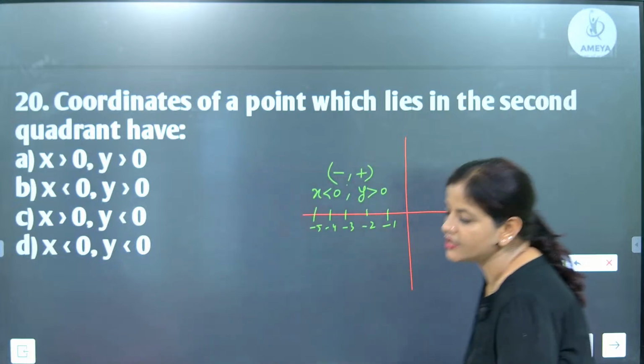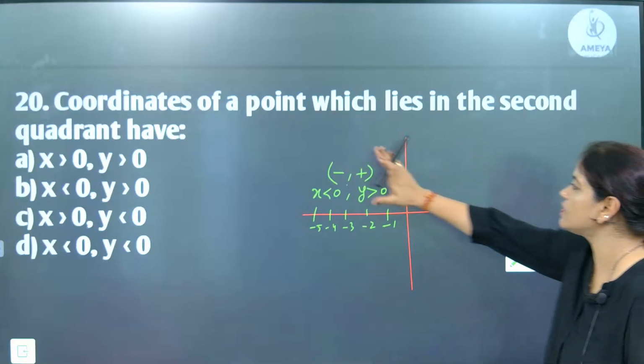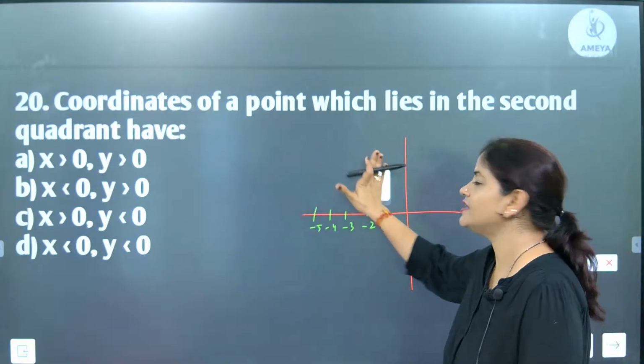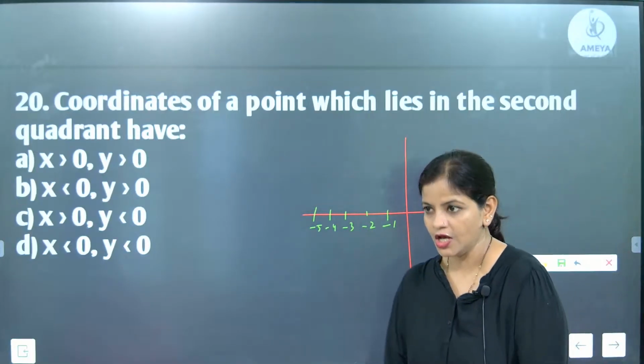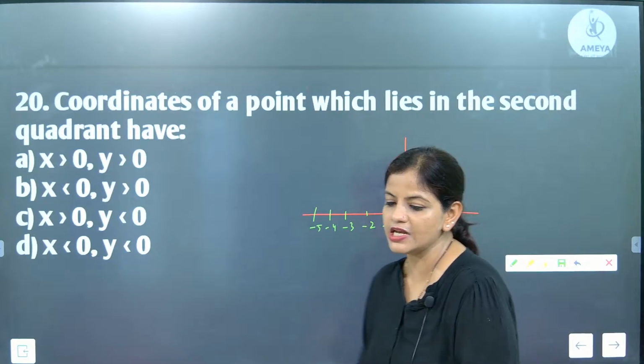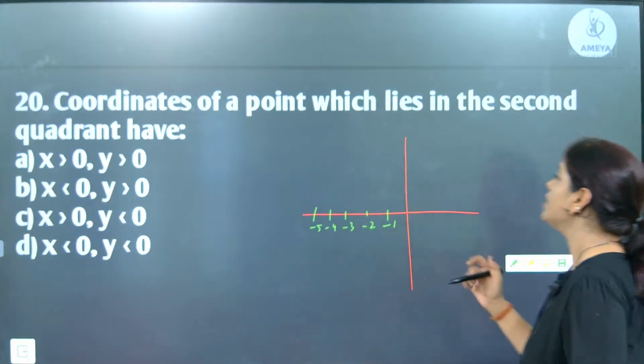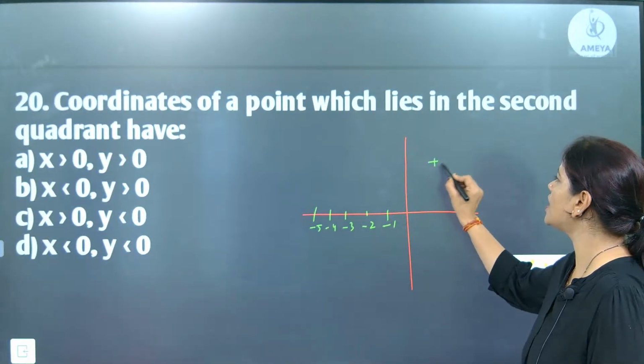Okay, now you checked it. B is the correct answer. Absolutely correct. Now look here, beta. Understand one more time. I'm explaining it, so please go through it very carefully. Now look here, beta. Here both are positive.